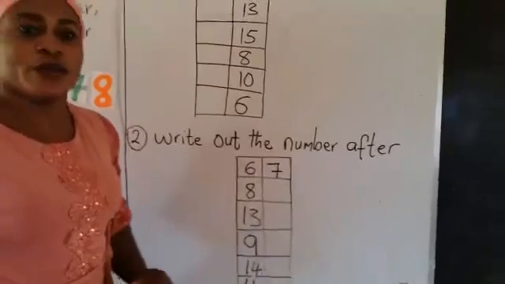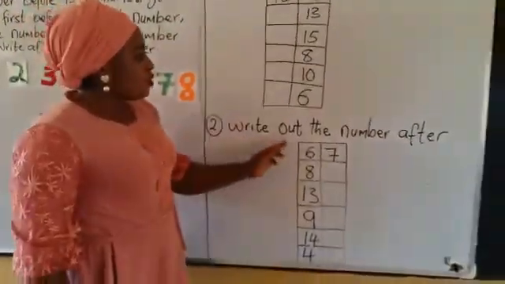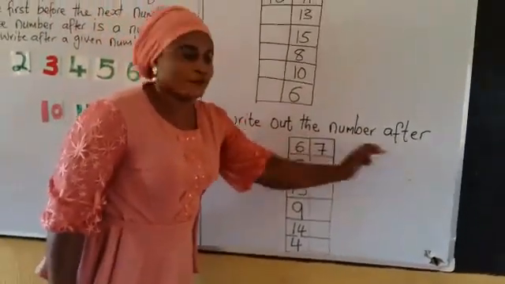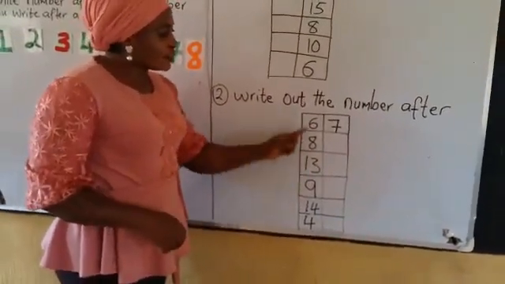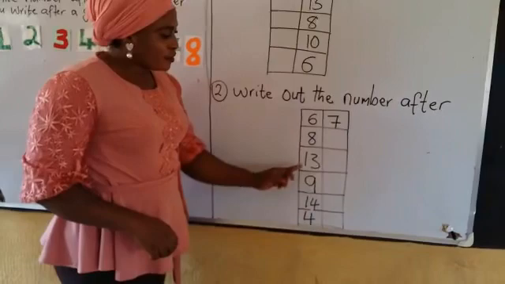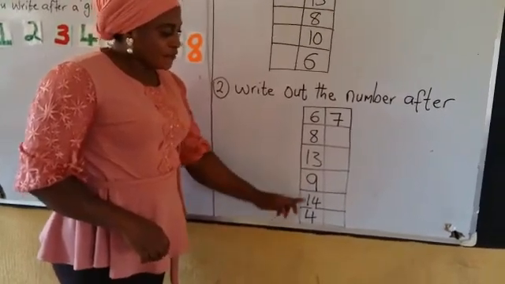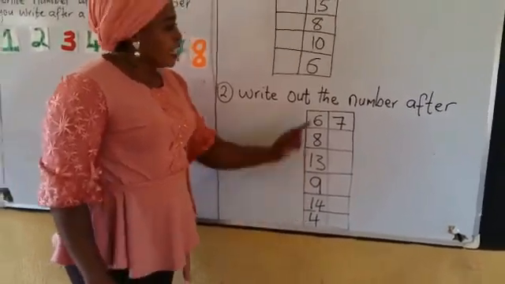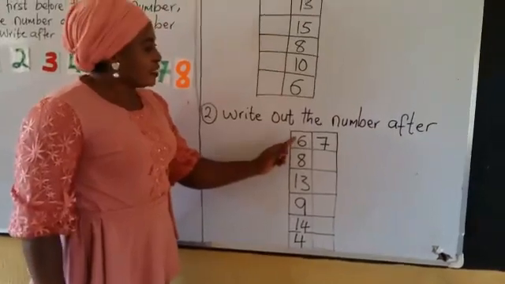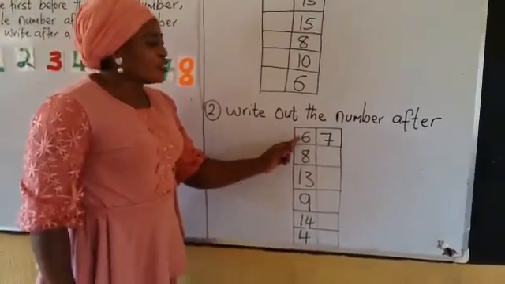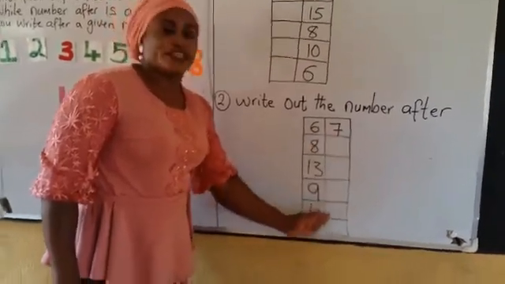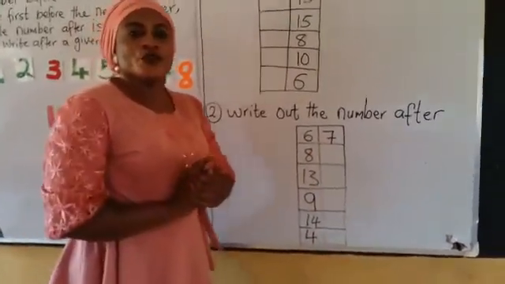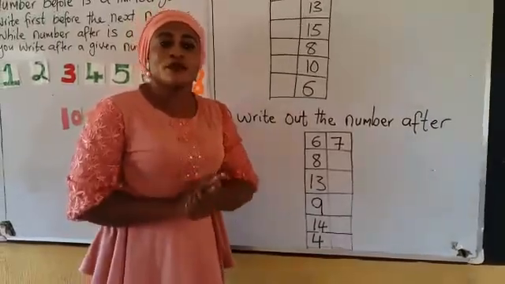Now let's go to number after. Write out the number after a given number. I have given you 6, 8, 13, 9, 14, and 4. Now the example: 6 is given. So the number after 6 is what? 7. So you're going to do all this for me. Make sure you write it. Keep it for me when we resume.